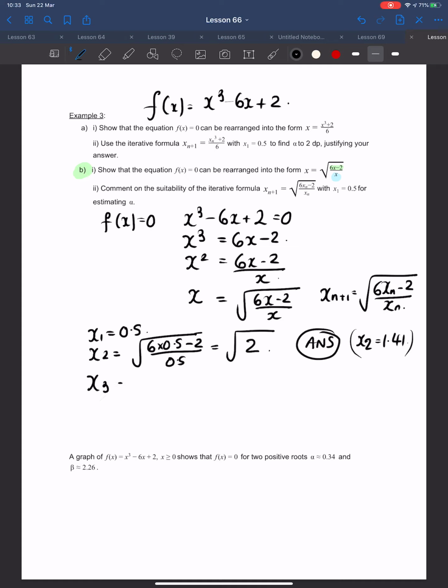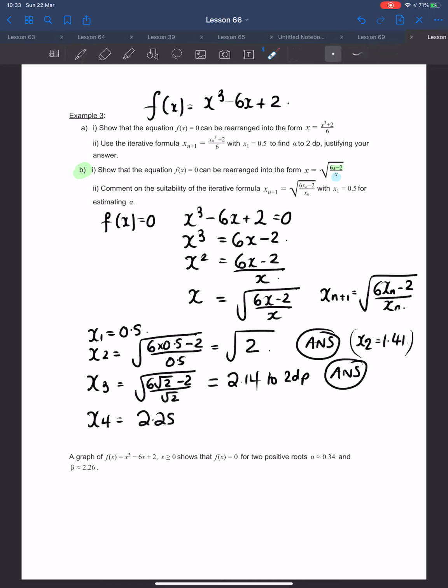So x3 is going to be 6 root 2 minus 2 over root 2. I definitely can't do that in my head. x3 is 2.14 to 2 decimal places. But again, use the answer button. So we've gone from a half to 1.41 to 2.14. I'll use the book. x4, a similar process, gives us 2.25.